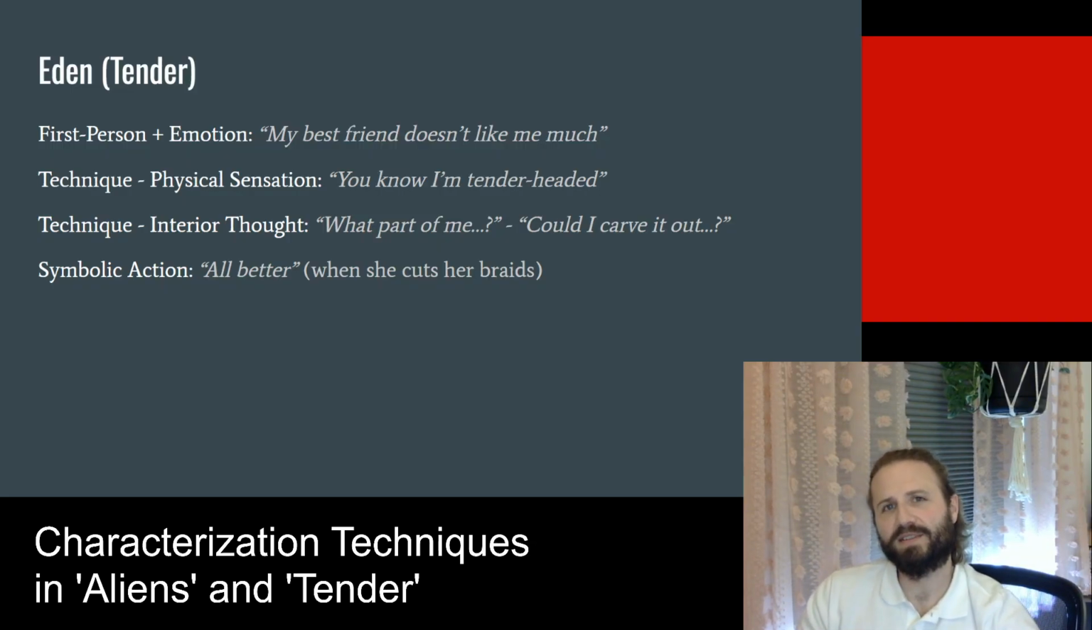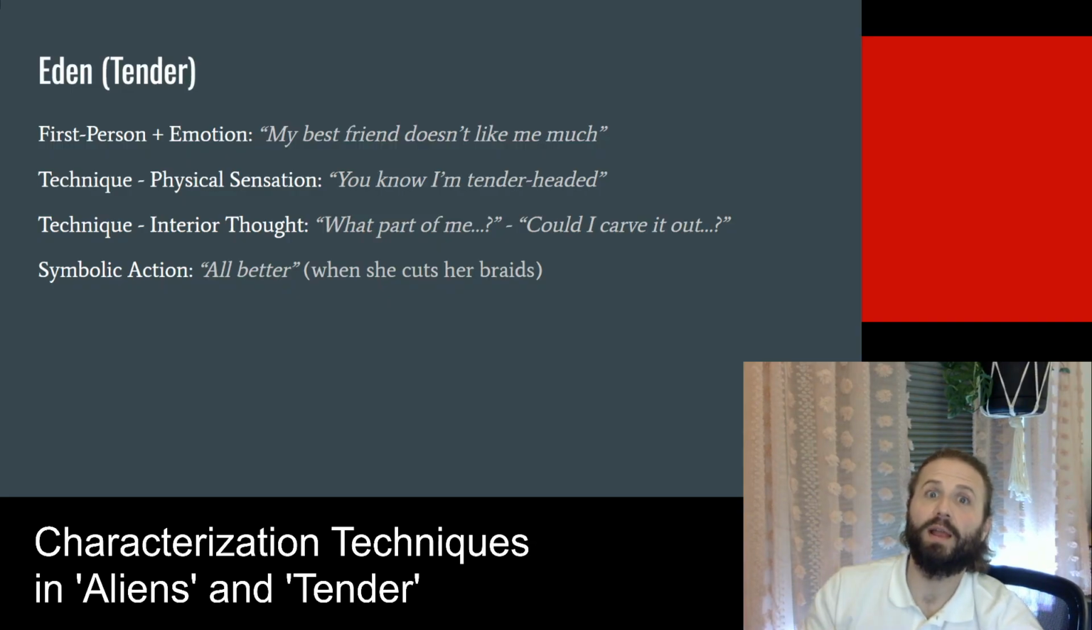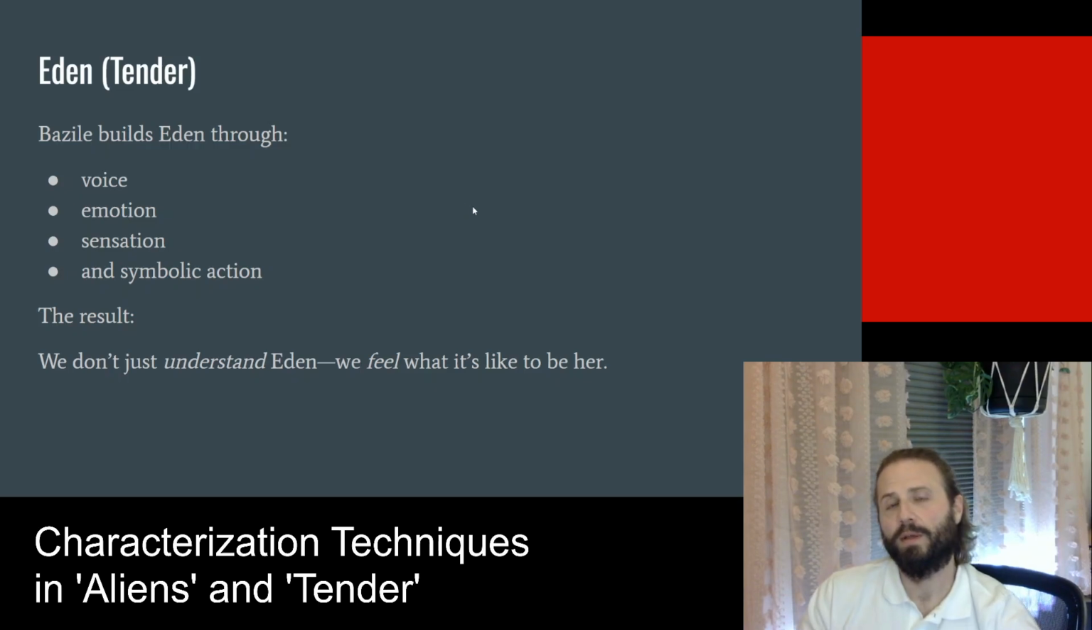We have access to Eden's inner thoughts, the ways that she refers to the things that she perhaps really wants for herself, and pay attention to those moments. Or the symbolic actions of cutting off her hair and saying, "All better." This is a moment when she wants to recapture that identity. So these techniques are a little different than the story Aliens, everyone. Because Charlene Bazile in the story Tender uses voice, emotion, sensation, this symbolic action, sort of things that require more interpretation in order to understand the character of Eden.